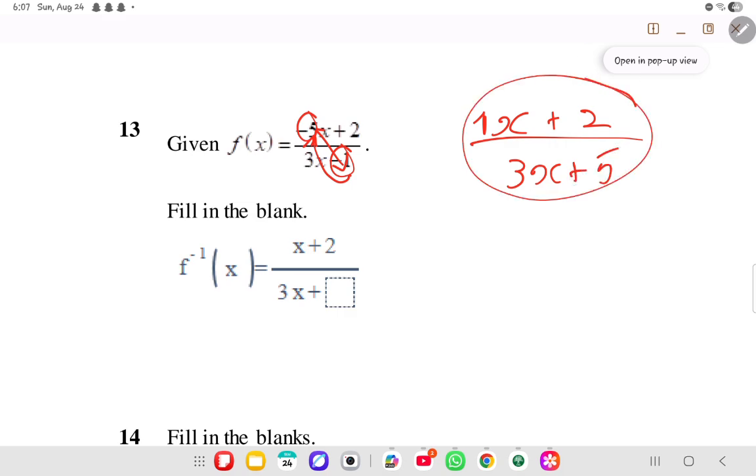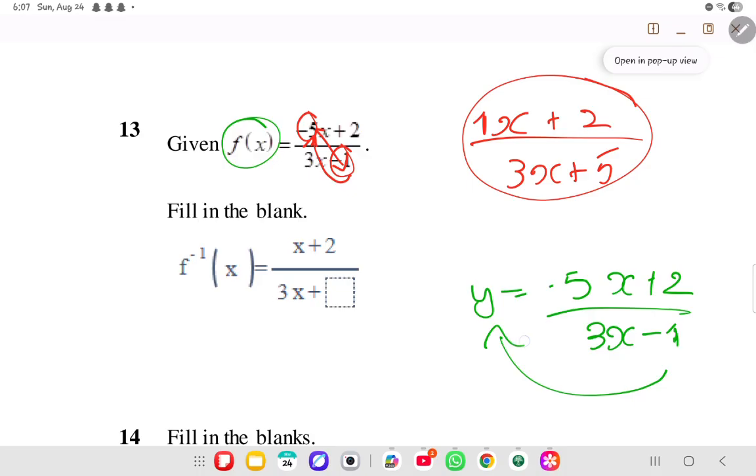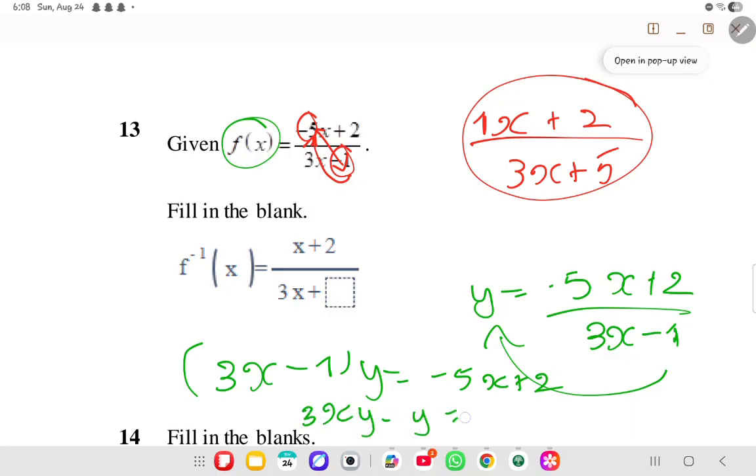Another way to do it is to substitute f(x) by y. So it's going to be y is equal to minus 5x plus 2 over 3x minus 1. Move this here. You're going to get (3x minus 1) times y is equal to minus 5x plus 2. Multiply: 3xy minus y is equal to minus 5x plus 2. Now what you're going to do is put everything with x to one side and everything without x to another side. So it's going to be 3xy plus 5x is equal to y plus 2, right?